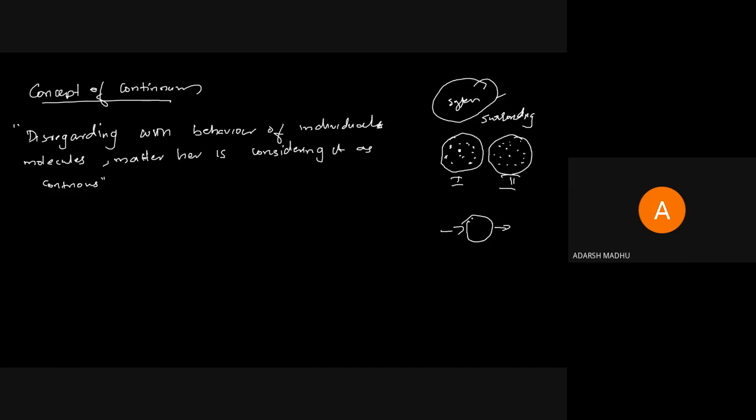In a control volume, disregarding the properties of each molecule in it, we consider it as a whole, as a continuous system. This is the concept of continuum. We are dealing with a particular system under continuous properties. It is called the concept of continuum.